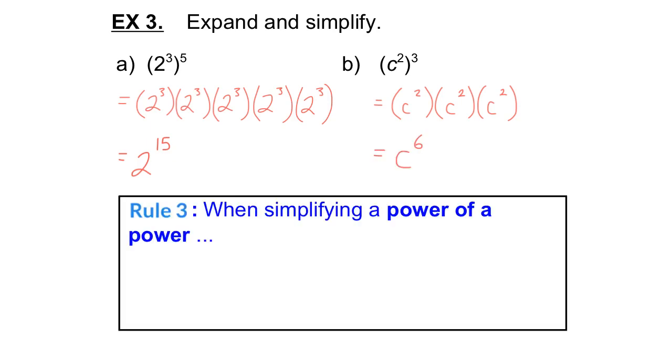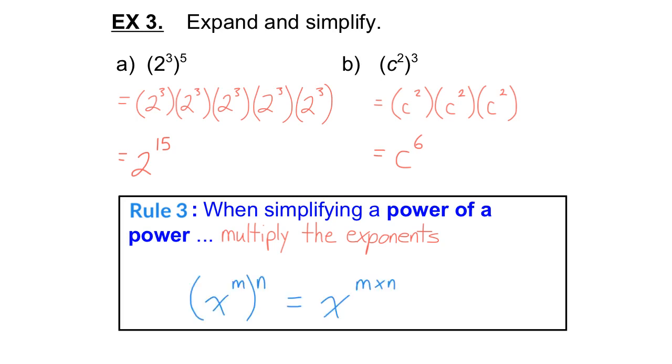So what's the rule for simplifying a power of a power? Well, we've got 3, 5. What do we do with those to make it 15? We've got 2, 3. What do we do with a 2 and a 3 to make it a 6? We multiply. 3 times 5 is 15. 2 times 3 is 6. So when simplifying a power of a power, multiply the exponents. So here I have a visual representation of that. Any number with an exponent raised to another exponent, you multiply those exponents together to get your single power.